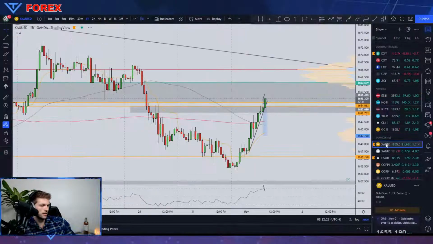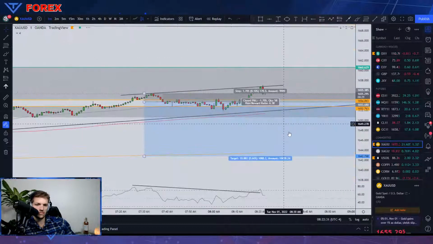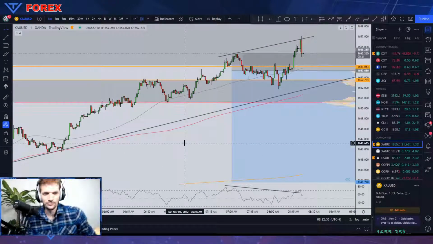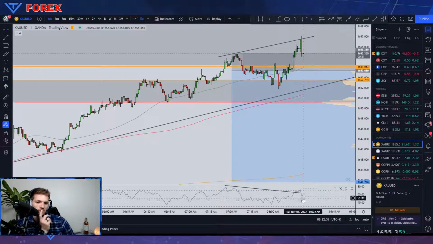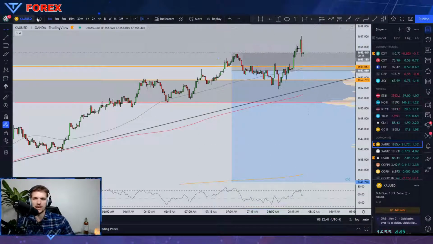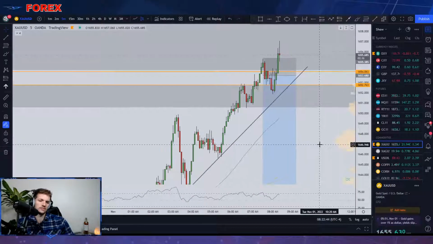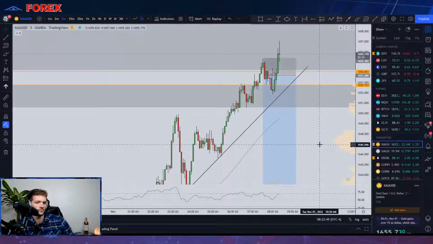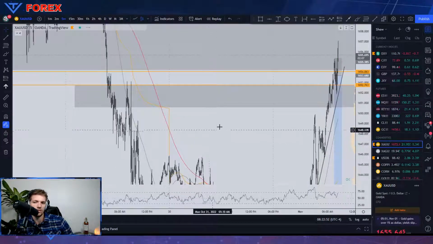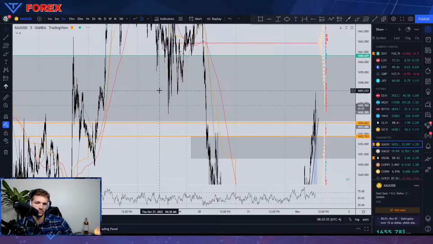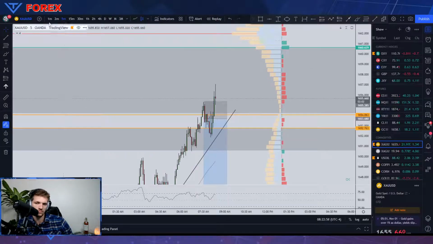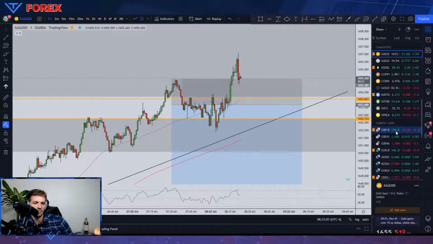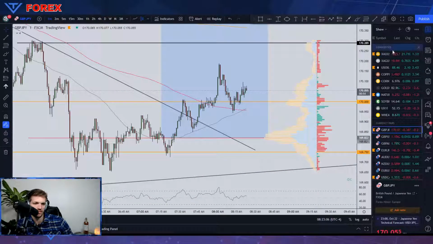Alrighty. Here we go. Here comes the gold scam. Here it comes, Mac Daddy. Gold don't know what it wants to do. What's pound yen up to? Just kind of doing its thing.